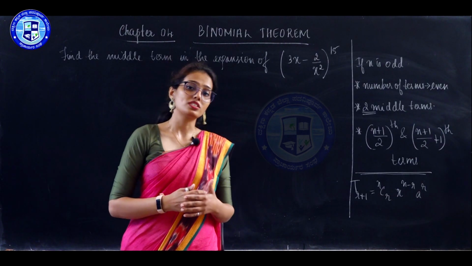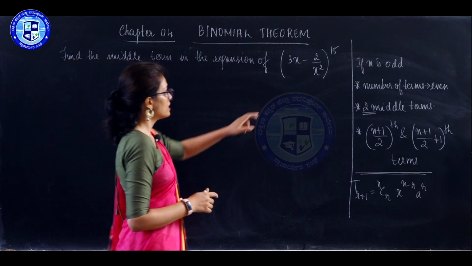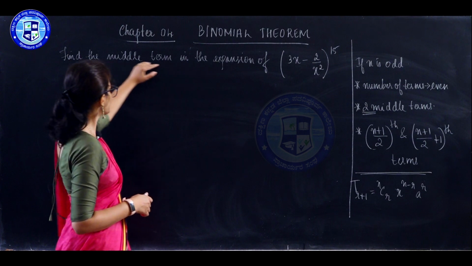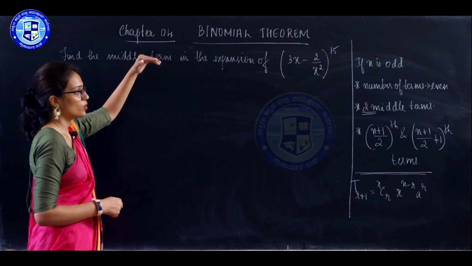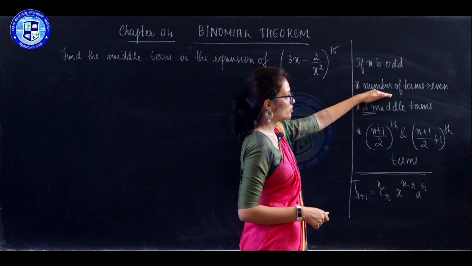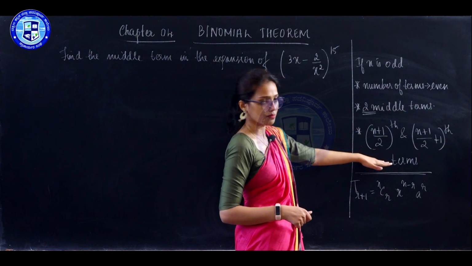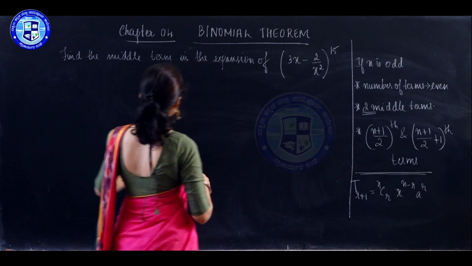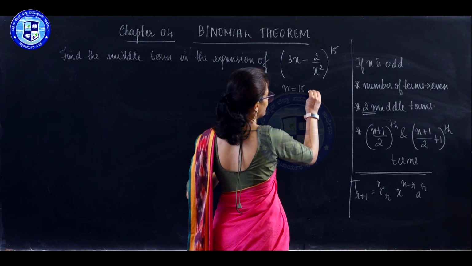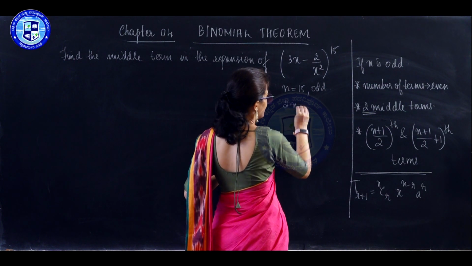Now let us see what happens when n value is odd. Okay. So I have taken 3x minus 2 by x square to the power 15. We are asked to find the middle term. Okay. So 15 is odd, and we know when n is odd, number of terms is even. We will have 2 middle terms, and which are those middle terms? These terms. Okay. So let us make a note of that. n is 15, which is odd. Okay. Therefore, they will have 2 middle terms.